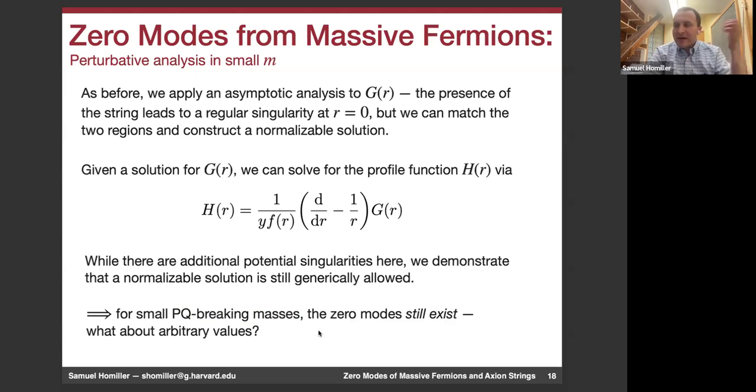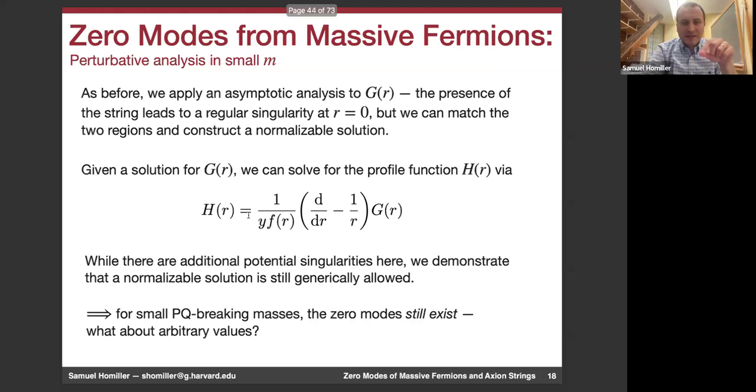So even when I add this small PQ breaking mass, the zero modes still exist. That's interesting. But now I can ask, what's going to happen as I tune this mass to larger and larger values? If I take this mass to be infinitely large, then I don't expect the fermions to ever care about the string whatsoever. If there's some small string that has interactions with the fermion, but the fermions are super, super heavy, who cares about the string? They're just going to be massive fermions everywhere, maybe with some tiny irrelevant interactions. And so there has to be some transition at some point between this perturbative value and infinitely heavy fermions. So how does this work?